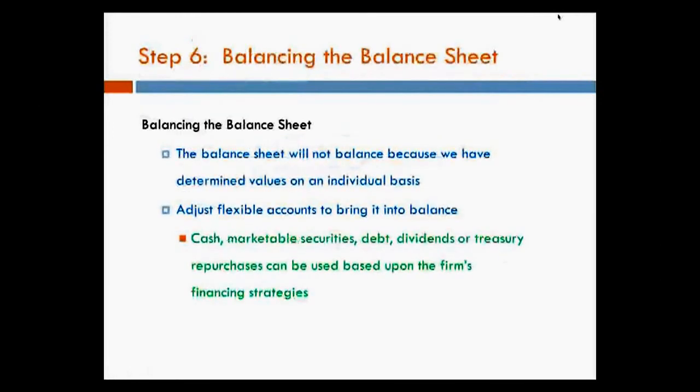Okay, so the next step, balancing the balance sheet. You're all done and nothing balances. Because you did things individually. You were being thoughtful in your projections. And this is where you go back to your flexible accounts. You may want to reconsider some of your projections. These flexible accounts are cash, marketable securities, some of your debt accounts, the dividends that you pay, treasury repurchases. And so you can use these to get your balance sheet in balance. It has to be in balance, otherwise nothing is real.